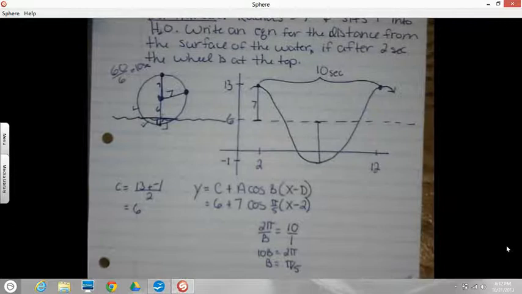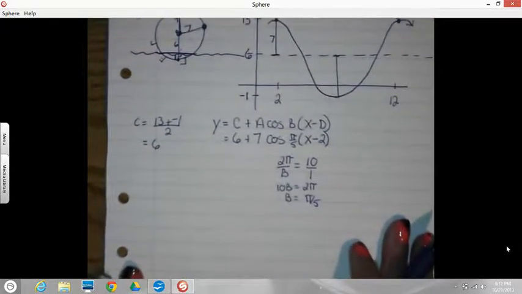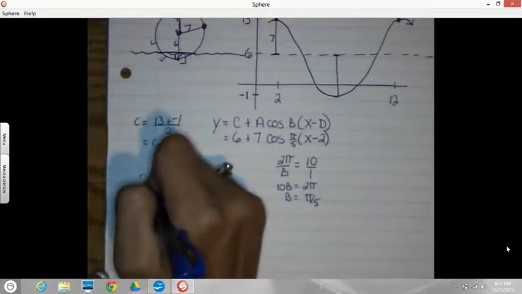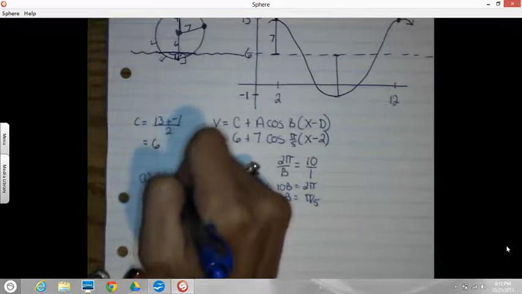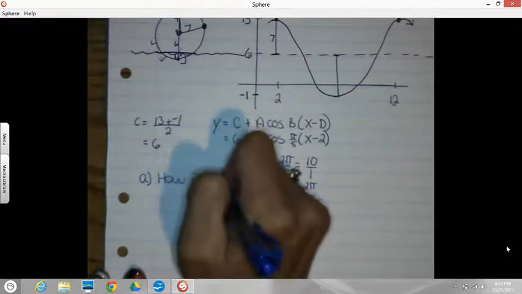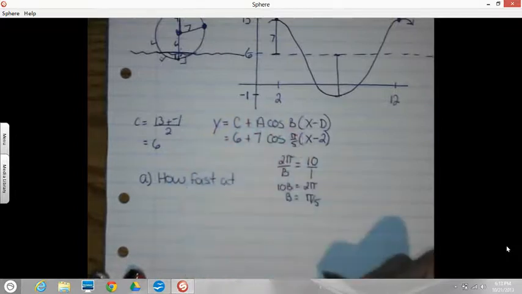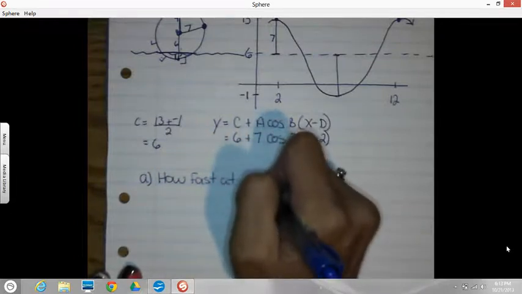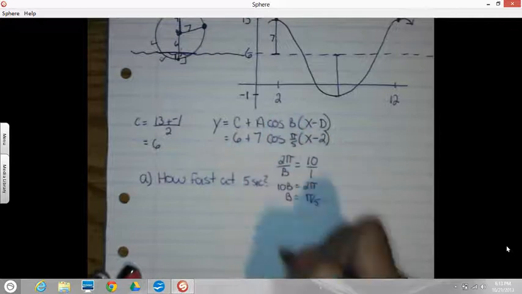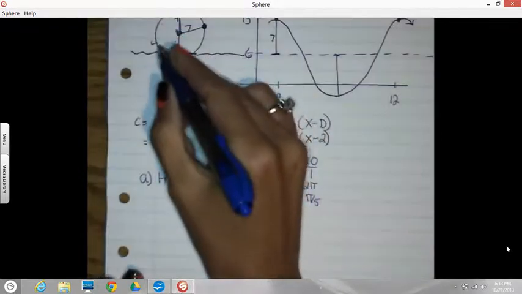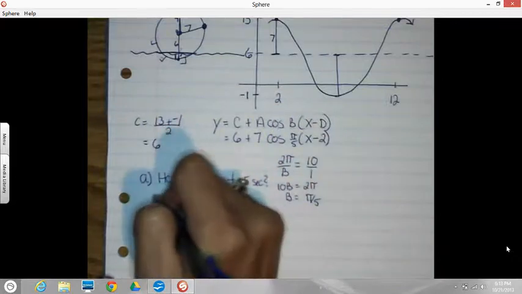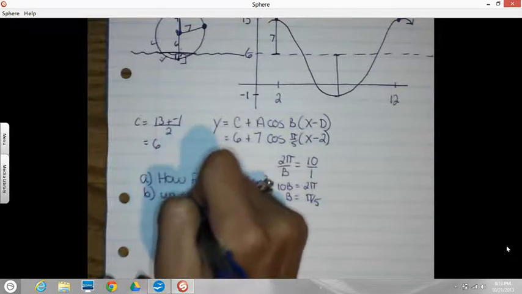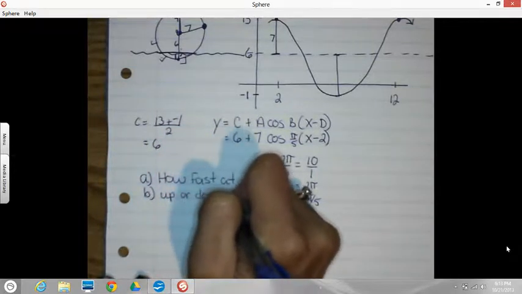Alright, what kinds of questions do I have here? Okay, same thing as before. Let's go, how fast is that point moving at, let's go, 5 seconds. And is the point on its way down toward the water, or is it on its way back up? Is it going up or down, that point? Alright, so how fast?